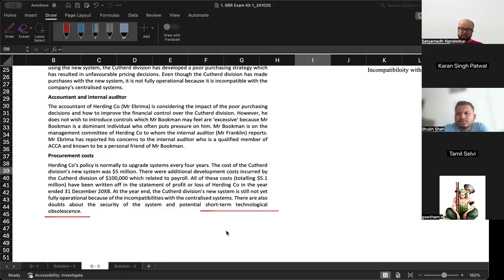Bolo. No, sir, because it is still not fully operational. Okay. Karan, what do you think? Now, acha, tell me something. Does this appear like a development expenditure to you?